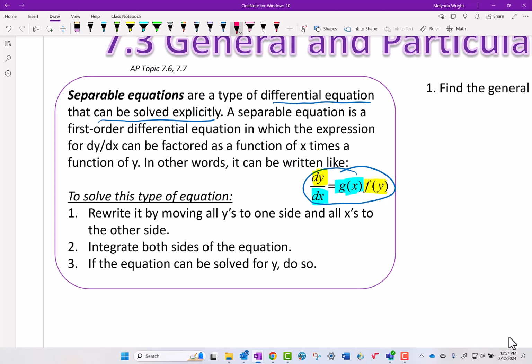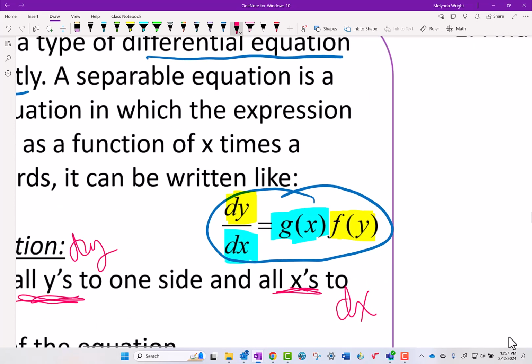Okay, so the first thing that we would do is we would rewrite the differential equation by moving all of the y's and the dy, and we move all the x's and the dx, so they're each on their own side. Okay, they each get a side. Now, please note that these little things right here, the dy and the dx, are called differentials. And the differentials can only be whole, like in the top. They cannot be in the denominator.